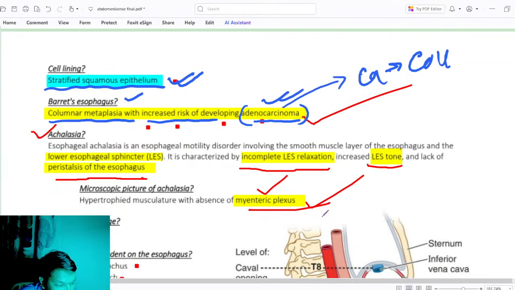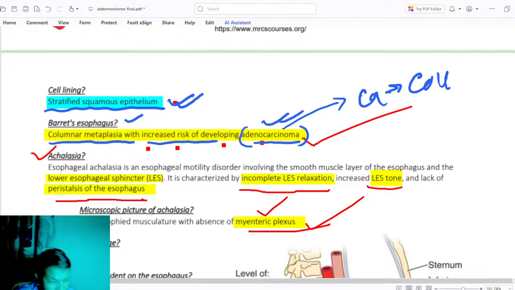Just the same topic we discussed, that esophageal achalasia is the esophageal motility disorder involving the smooth muscle layer of the esophagus and the lower esophageal sphincter. Okay, and it is characterized by incomplete lower esophageal sphincter relaxation.